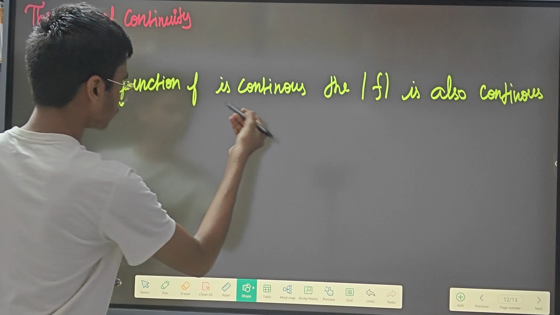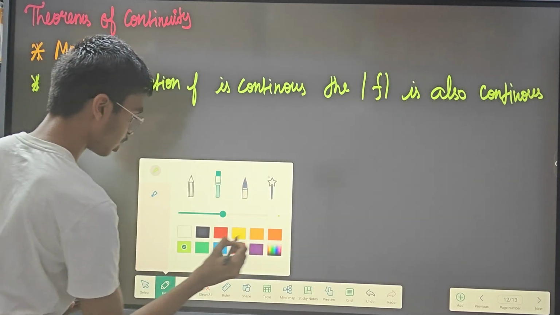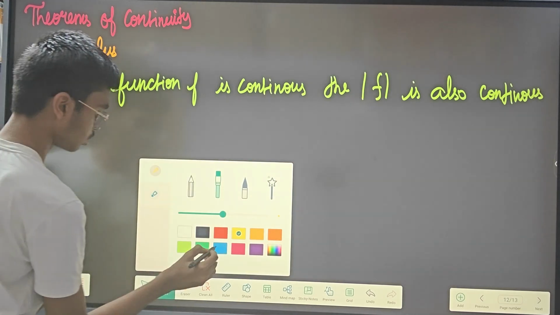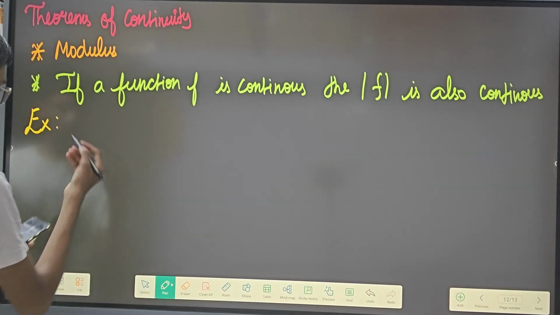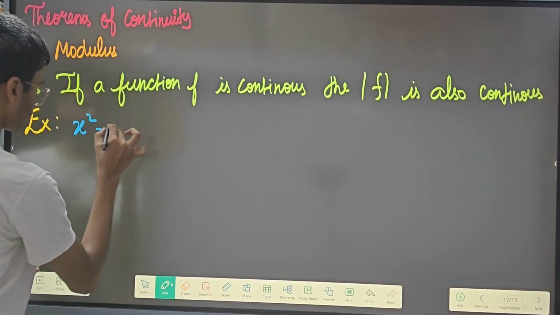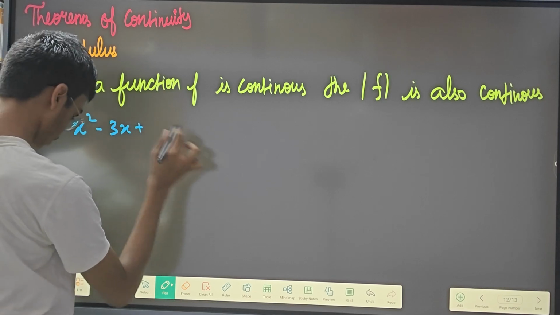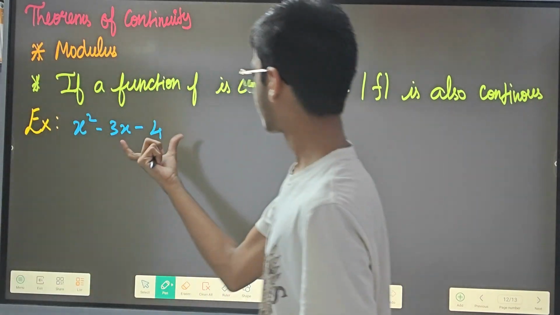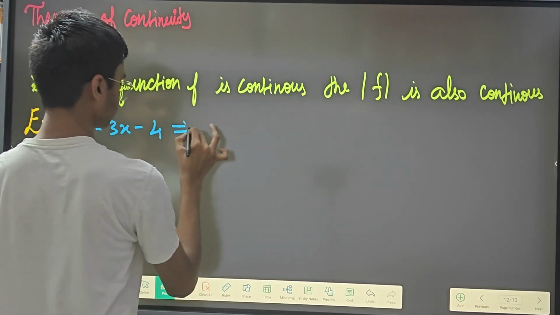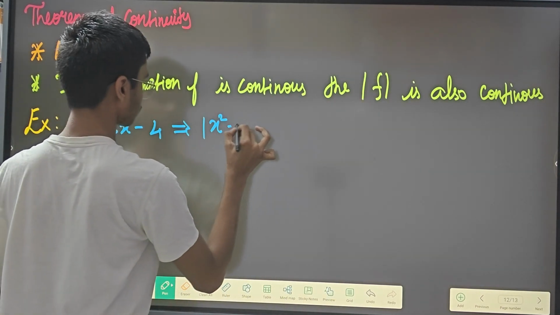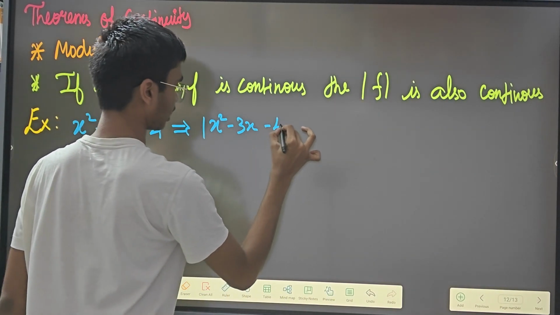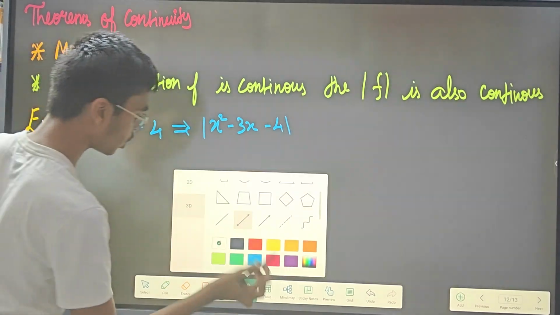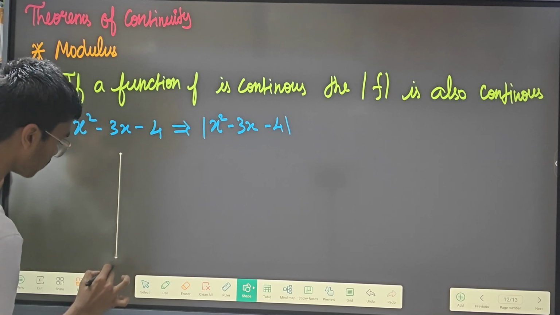For an example, I will take a quadratic equation itself. You are having x square minus 3x minus 4. Now the modulus of this quadratic equation is going to be modulus of x square minus 3x minus 4. That's what the modulus is. When you see it in the graph, you will understand a lot better.